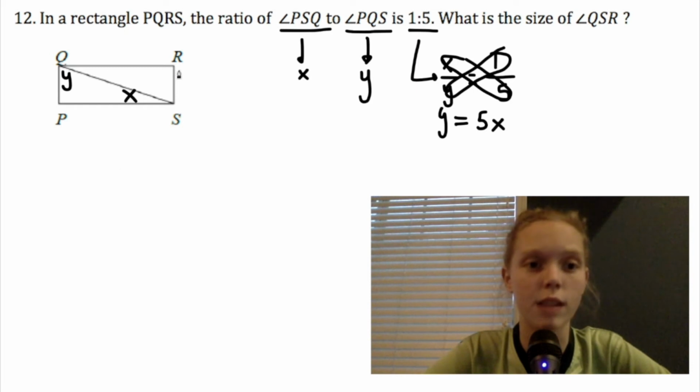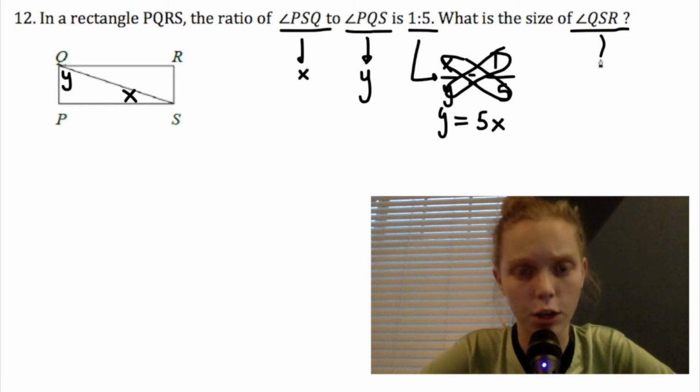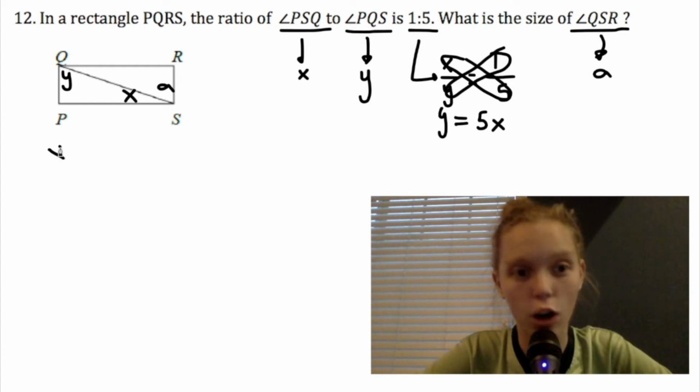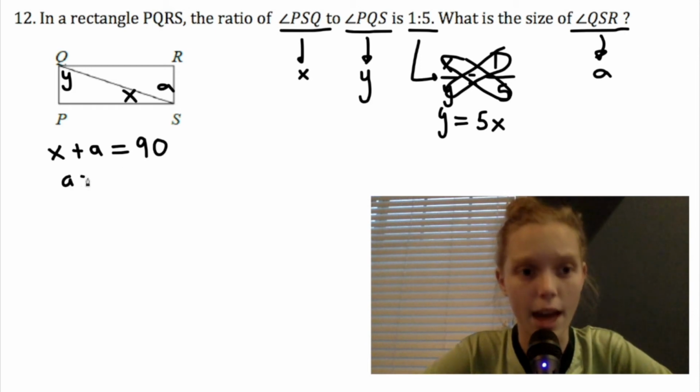Now, let's assign the angle QSR a variable of a. Writing this in, we can see that x and a are complementary angles. Thus, x plus a equals 90 degrees. A will then equal 90 minus x.